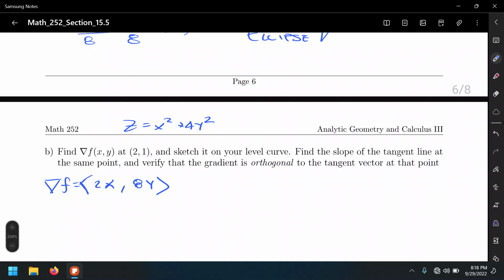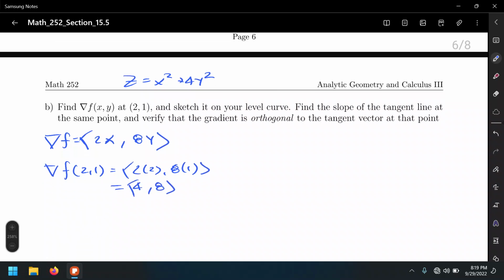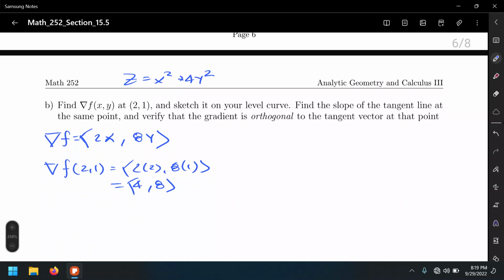Again, we have the expressions in a vector to determine the rate of change in the x direction and the y direction. All right, now let's find that gradient at the point 2, 1. 2 times 2, 8 times 1. So that's 4, 8. Alright, so that means that the rate of change in the x direction is 4, while the rate of change in the y direction is 8. So now we have it together in a single expression, stored in one vector.